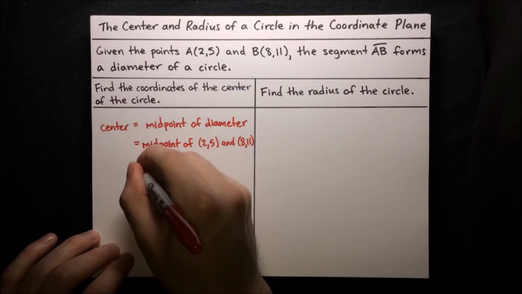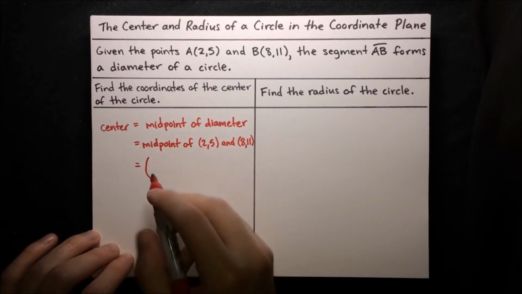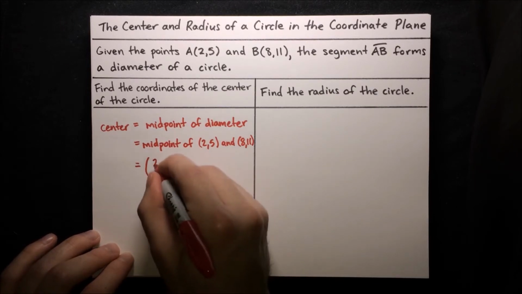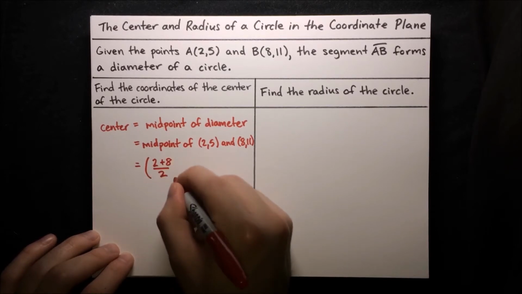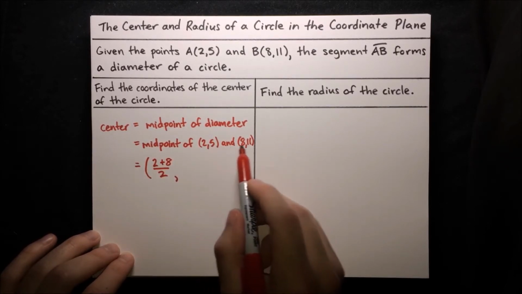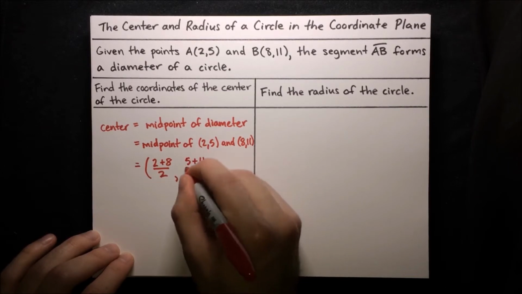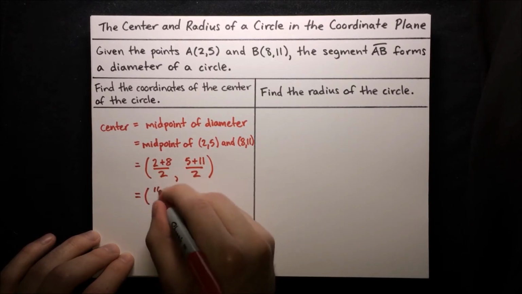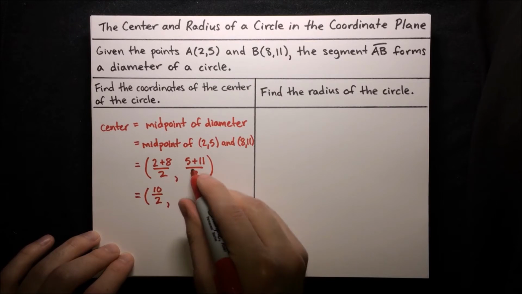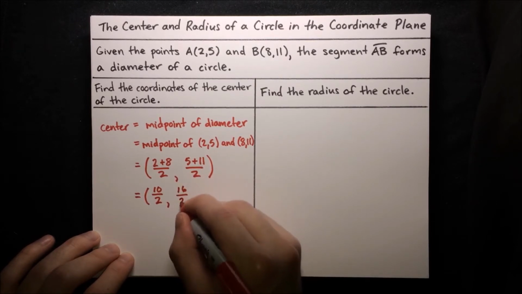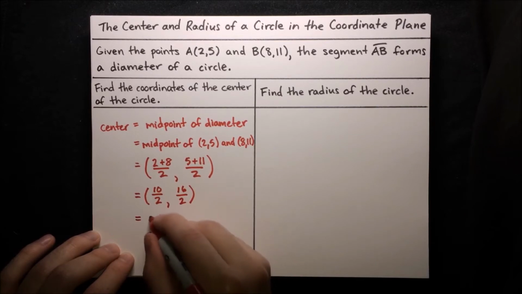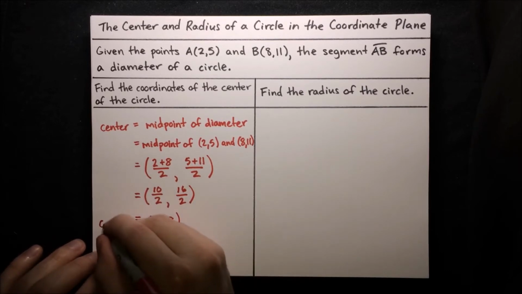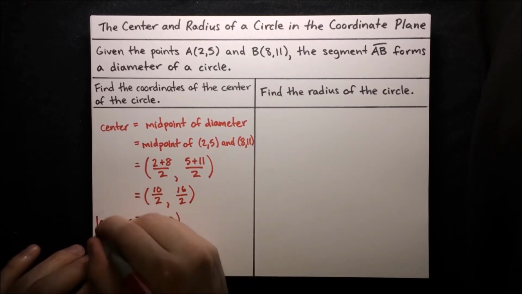Now we can just go ahead and apply the midpoint formula. We get the x-coordinate by adding the 2 x-coordinates of our 2 points and dividing by 2, just taking the average, so 2 plus 8 over 2. And then same thing for the y-coordinates, so 5 plus 11 over 2. Let's compute that. 2 plus 8 is 10, so 10 over 2, and 5 plus 11 is 16, so 16 over 2. 10 over 2 is just 5, and 16 over 2 is 8. So there we go. That is our center of the circle, (5, 8).